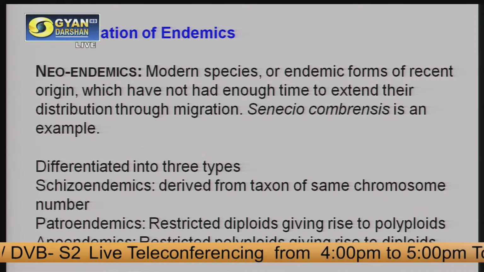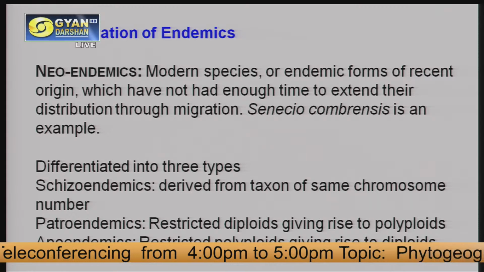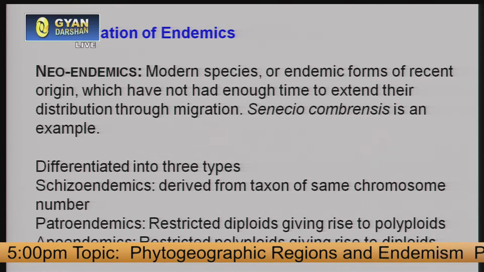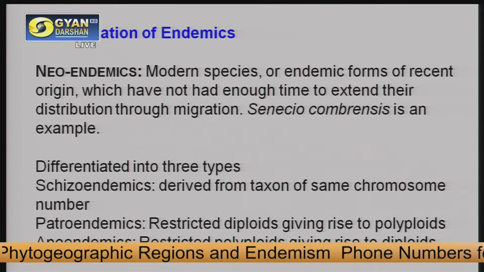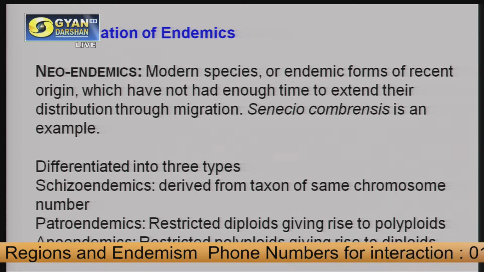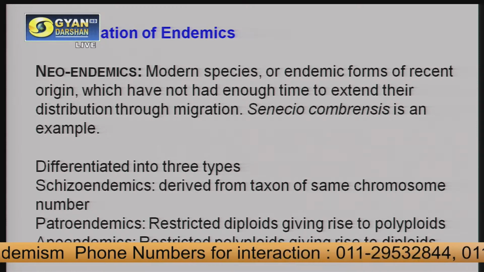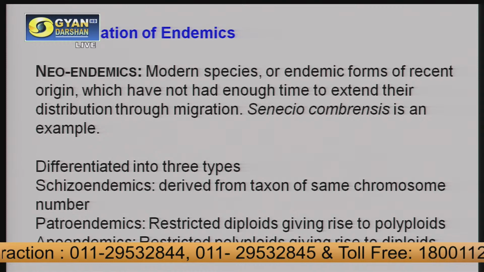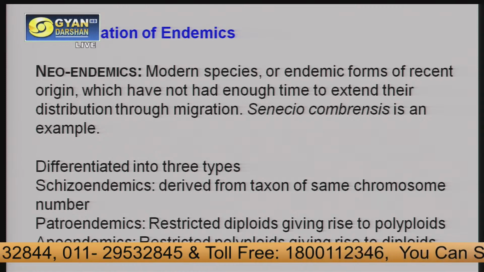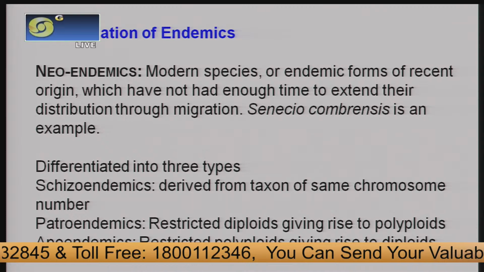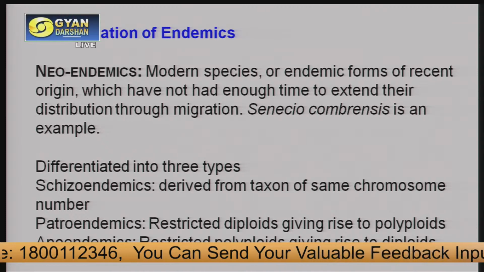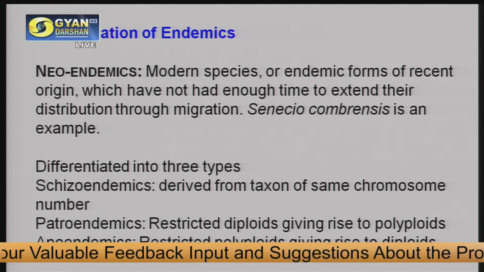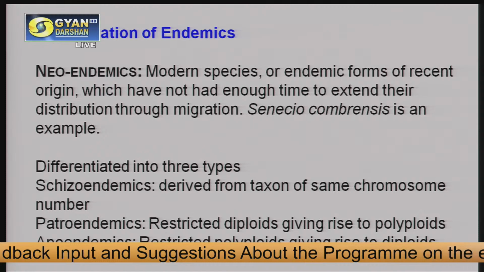Neo means new, modern. So, modern species or endemic forms of recent origin. Why are they of recent origin? Why are they endemic? Because they are newly evolved, they did not get sufficient time to extend their distribution through migration. So, maybe after many years, the new endemics may not remain as endemic species, because if they are given sufficient time to migrate, they might migrate. But till date, they are considered to be endemic and they are newly evolved, like Senecio comrensis.